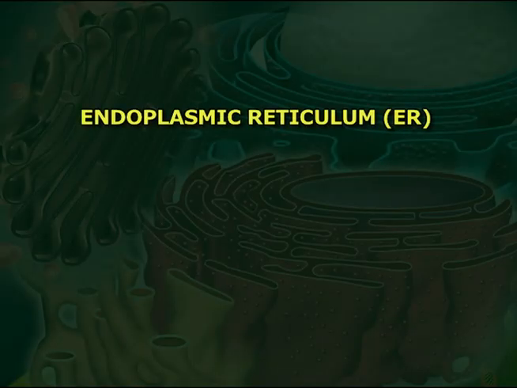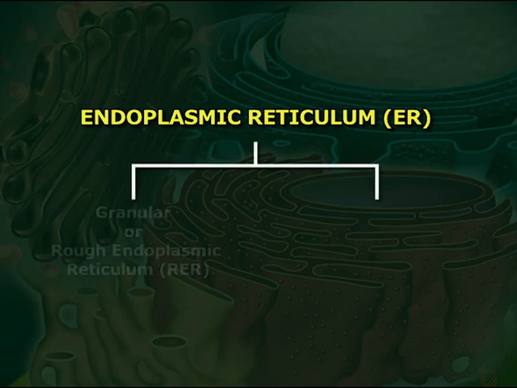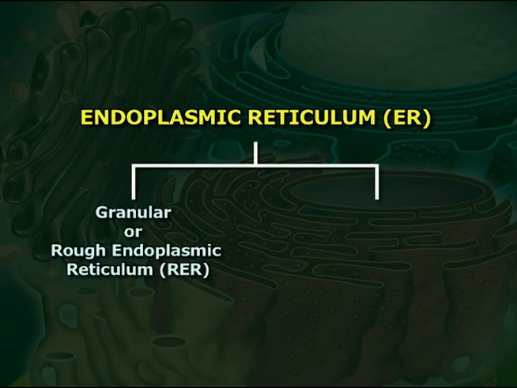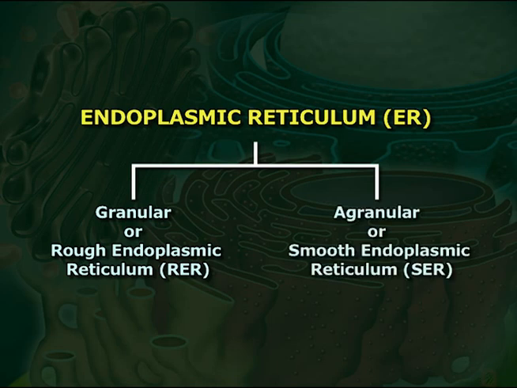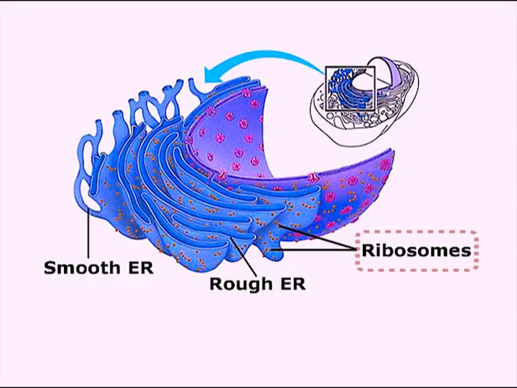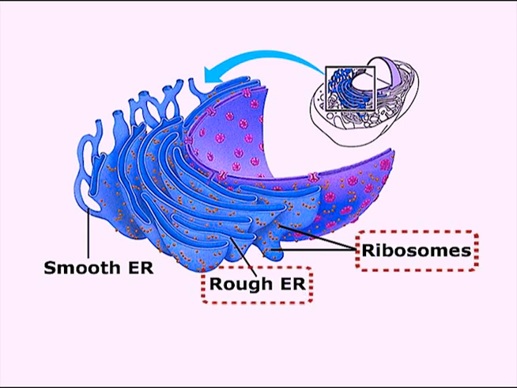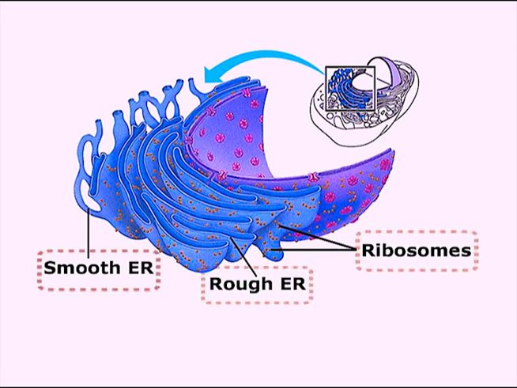Endoplasmic reticulum, that is ER, is found in two forms: granular or rough endoplasmic reticulum, abbreviated as RER, and agranular or smooth endoplasmic reticulum, abbreviated as SER. Ribosomes are attached with the RER, which cause certain regions of the cytoplasm to stain with basic dyes.